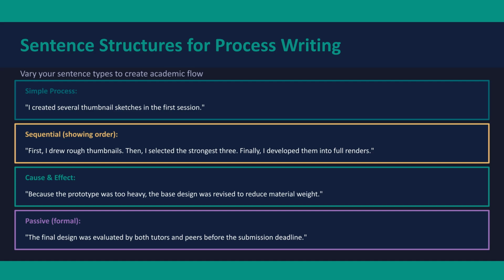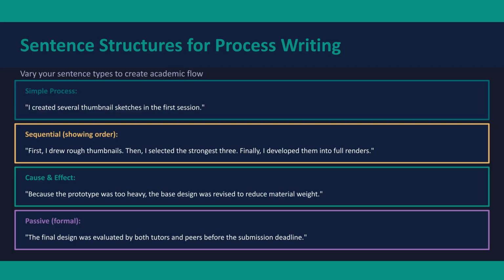Now we're going to look at how you construct your sentences. Not just what you say, but the actual grammatical structures you use. A great process essay uses variety. If every sentence sounds the same length, same structure, the writing becomes flat. Academic writing should be precise and varied. Let me show you 4 structures you should be using.